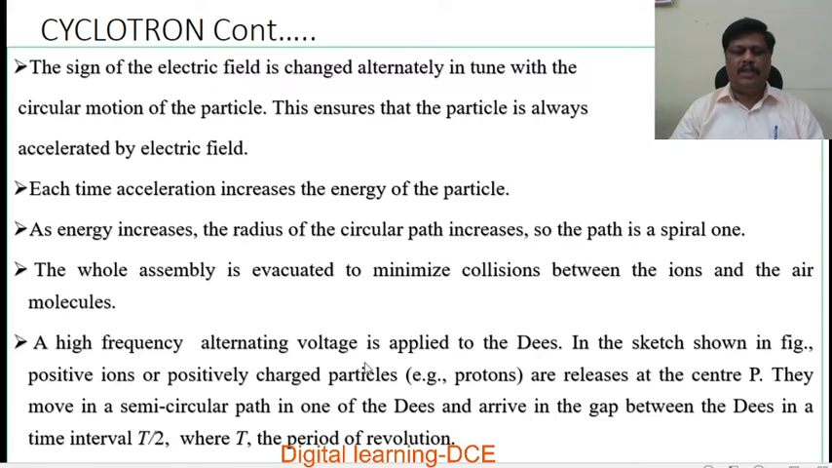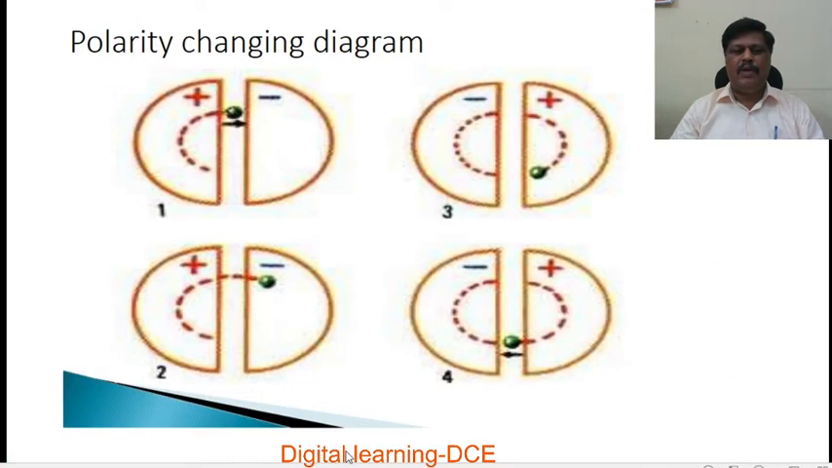In the sketch as shown in the figure, positive ions or positively charged particles, namely protons, are released at the center P. They move in a semicircular path in one of the Ds and arrive in the gap between the Ds in a time interval T by 2, where T is the period of revolution. So this diagram shows how the polarity changes when the positively charged proton moves.